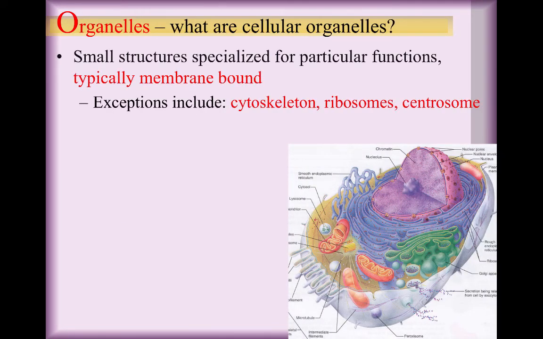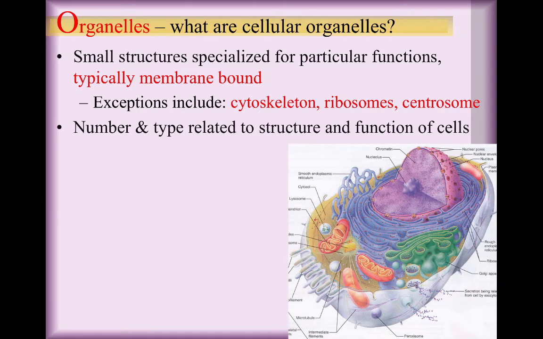Organelles, again, are little organs, and traditionally these were things that were membrane bound by a phospholipid bilayer. Exceptions to that include the cytoskeleton, ribosomes, and centrosome. All of those are non-membrane bound. There's no phospholipid bilayer associated with these things.